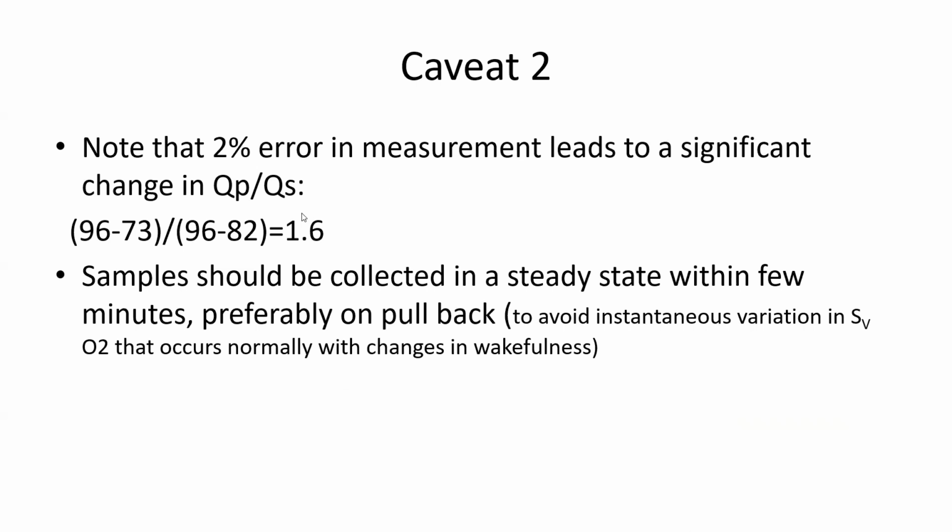When you do a full oximetry run, you can get a couple percent change as you're sampling multiple chambers that are just due to physiology. Okay? So samples should be collected in a steady state within a few minutes, preferably on pullback when you're doing a full oximetry run, and expect some variability in measurement between chambers aside from the shunt itself.